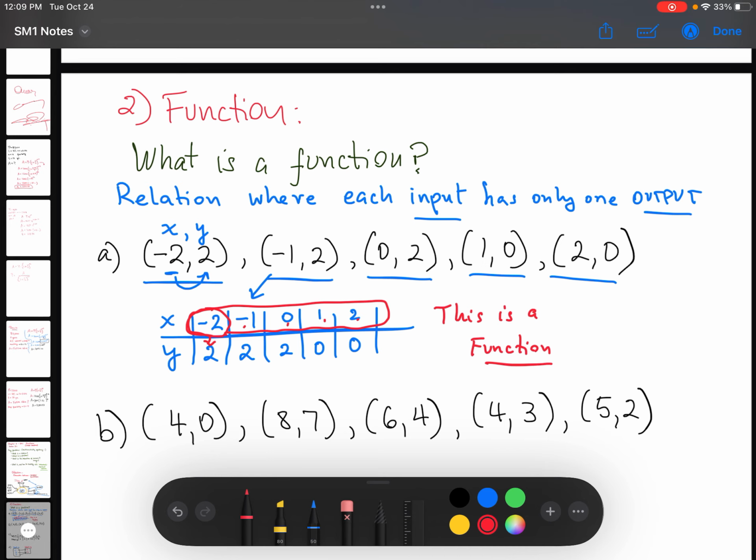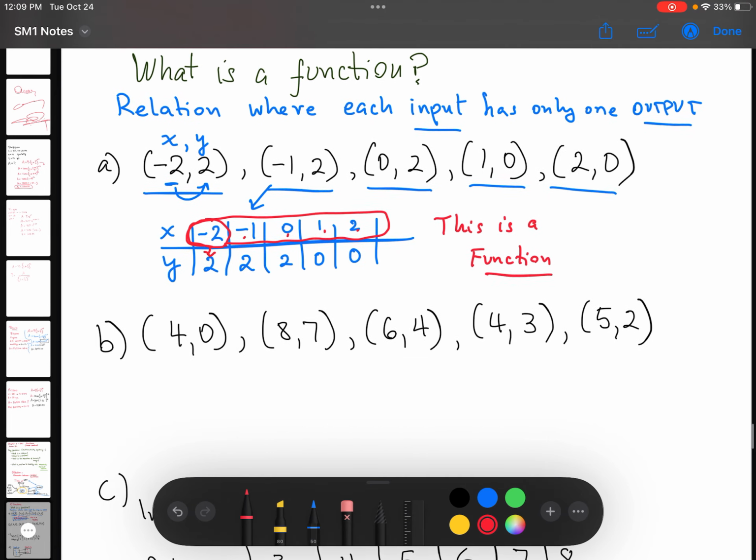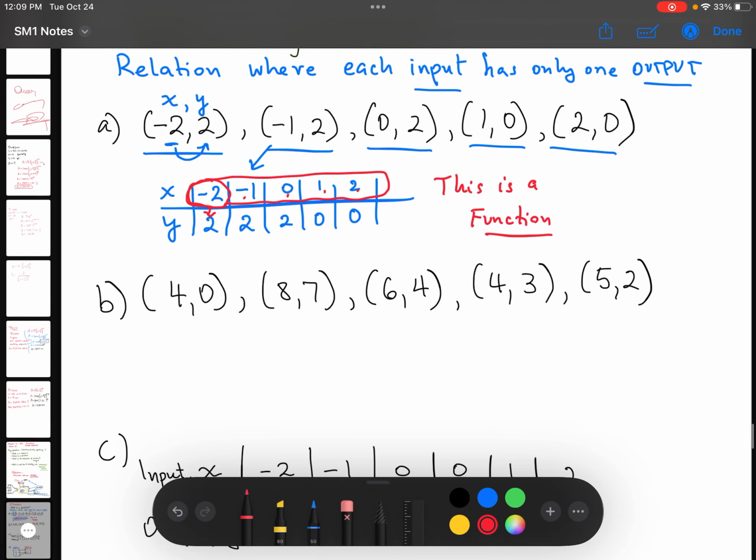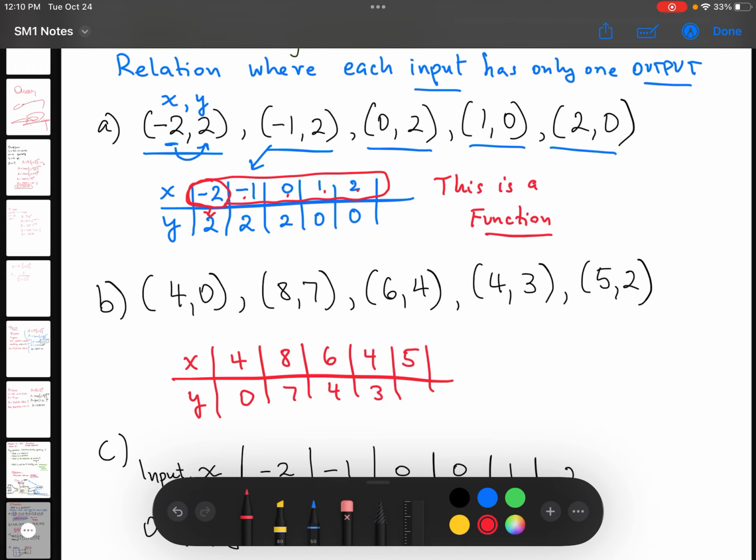Now, let's analyze the second example and see what happens. I have to remember the definition of function. It's a relation where each input has only one output. If I want to convert this into a table to make it easier to see, I have 4 with the output 0, and 8 with the output 7, and so on. If I complete this, now I want you to notice something.